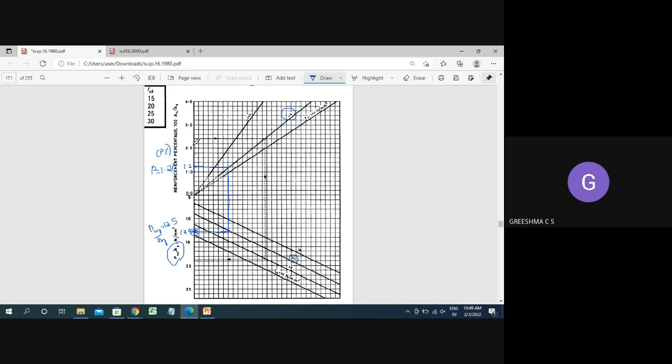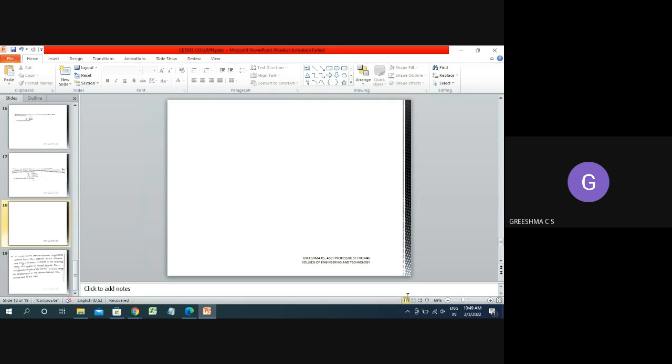So how will you take other percentage reinforcement ratios? The arrow is indicated here, and they have shown how to use this graph. See the guidelines: first choose your percentage of reinforcement ratio, choose your grade of steel, drop it down to the grade of concrete, and then go to the y-axis. Take the point that coincides, and that point will give you the value of Pu by Ag. Now we have got Pu by Ag equal to 12.5. Now go to our slide.